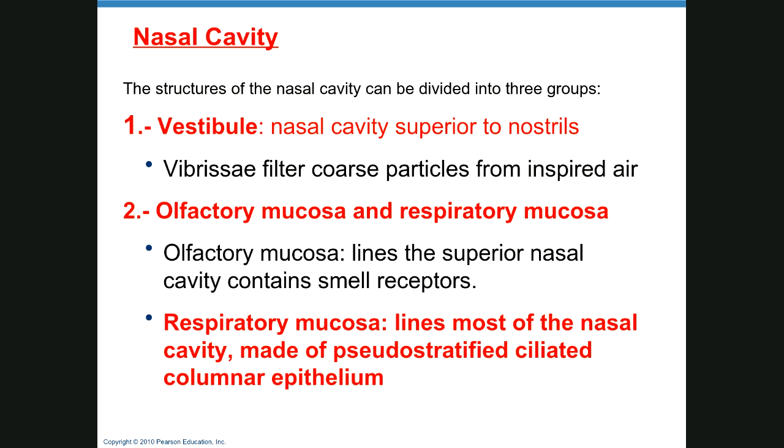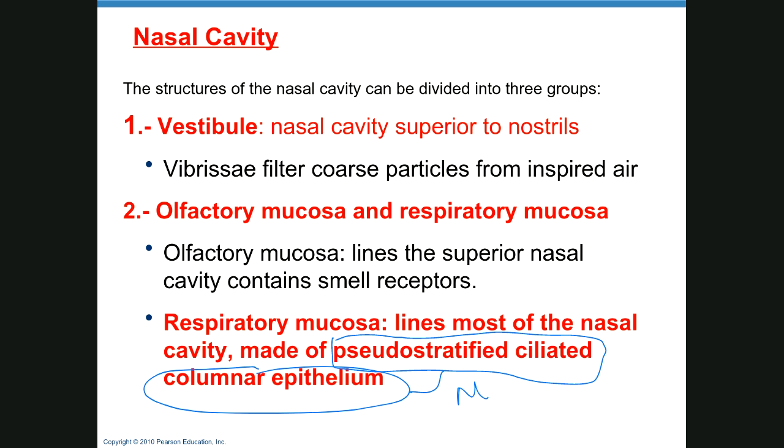Okay, again, I'm not going to spend much time on anatomy. Do know, though, the tissues. And pseudostratified ciliated columnar epithelium is the tissue of most of the conducting zone. Not all, but most. So when we talk about the nasal cavity and the nasopharynx, those two places are going to have pseudostratified ciliated columnar epithelium.